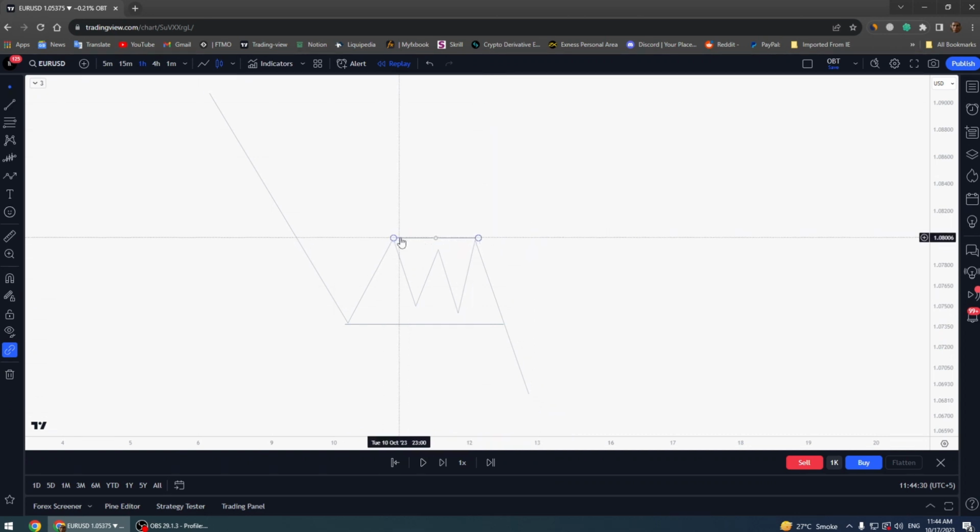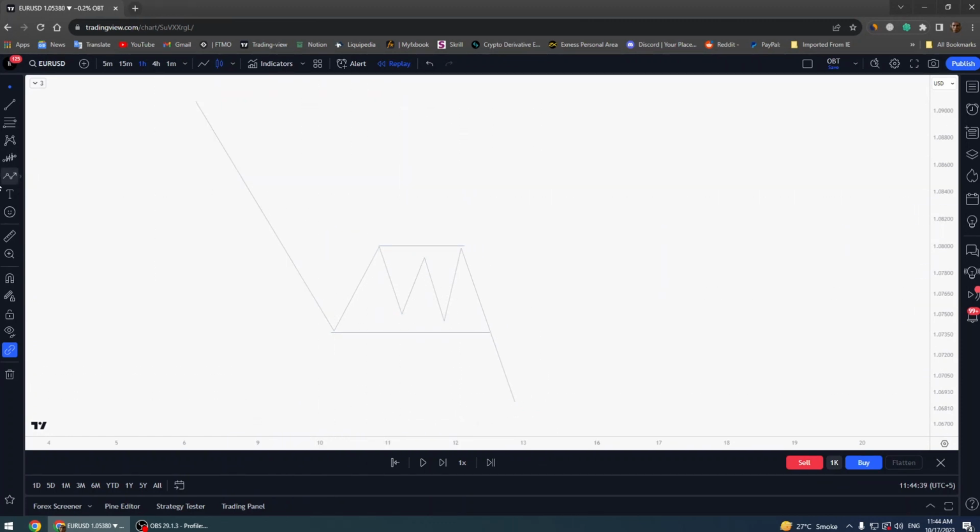It didn't break that, but it had an OB, order block, right here that pushed it down to the downside. We're going to discuss that in a moment. So what comes after that is you have a low. It didn't break yet, but the market did break some structure, like this structure over here, and this over here.